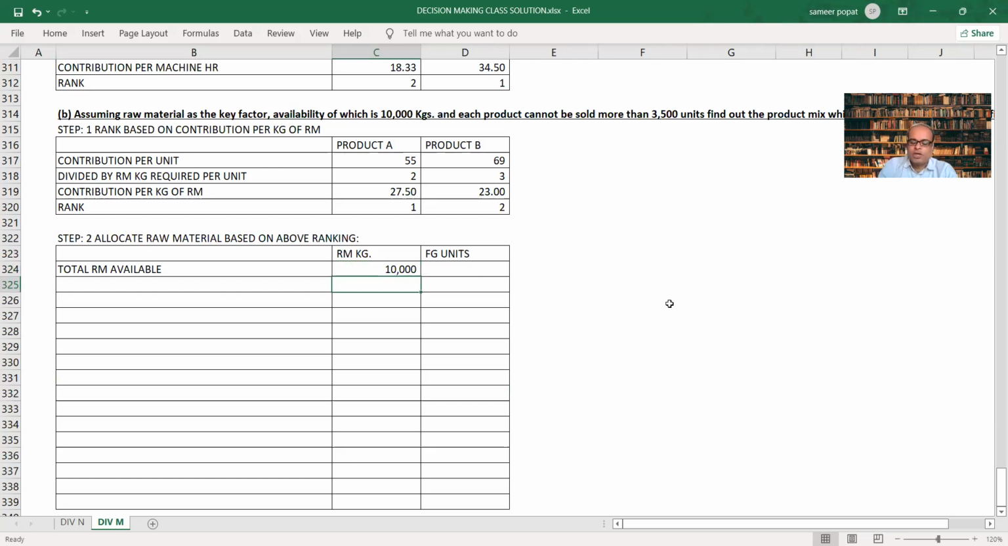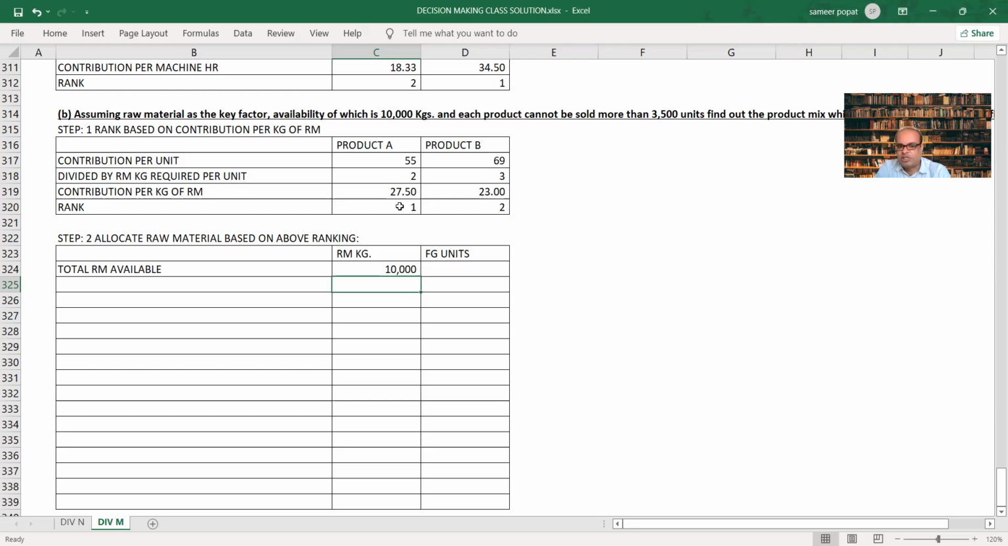Okay, now we are going to manufacture the goods in the order of rank given to each product. So here first we are going to manufacture product A. To what extent? We are going to manufacture till its market demand is satisfied. Once the market demand is satisfied, we'll stop manufacturing product A and start production of product B. Here it is given that each product cannot be sold for more than 3,500 units. So the market demand for both products is the same, 3,500 units.